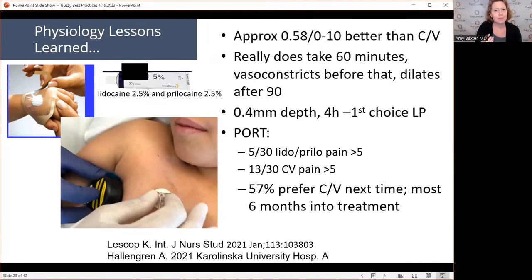So I think that's a really important part of this: when you have a very painful procedure involving the patients, using Buzzy as a tool and not the end-all be-all is an important thing.